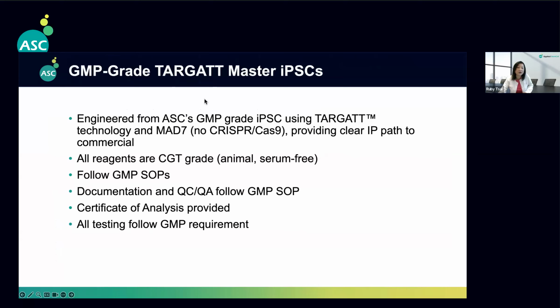And we engineered this particular GMP cell line with Mad7 to insert our landing pad, so we didn't use CRISPR. And this provides a very clear IP path to commercial. And all reagents and all the SOPs follow FDA guideline for GMP. And we have a quality management system and follow everything under the quality management system. And certificate of analysis and testing come with the cell line.